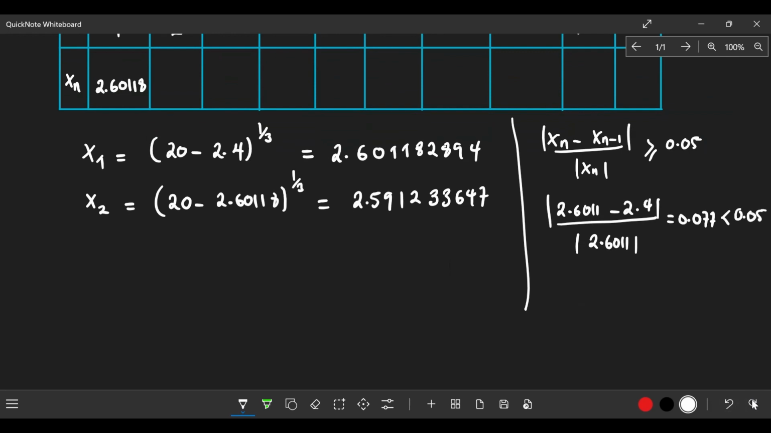x2 now becomes our present value, which is 2.591. The previous value is what? 2.6011. Divided by 2.591. So again, let's check this one. What are you getting? It's absolute, yeah. 0.003898. So for the convergence, look at how quick it is to converge. Okay, so you see that this value now is less than.